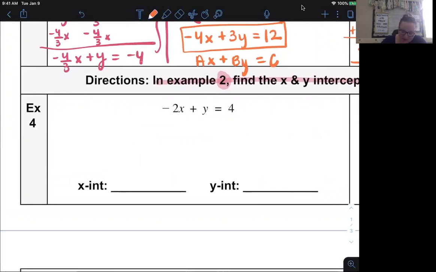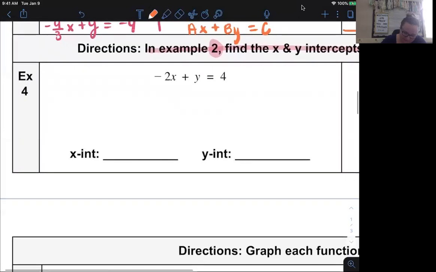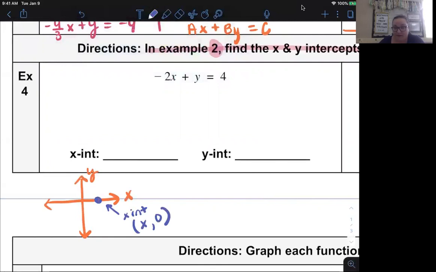Well, if you think about x and y intercepts for just a second. So here's my y-axis and here's my x-axis. If I have an x-intercept, that's the point where a line hits the x-axis. Well, that x-intercept will always have a y value of 0, no matter what the x value is.